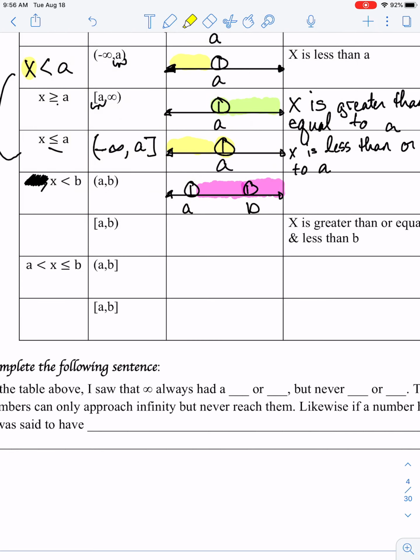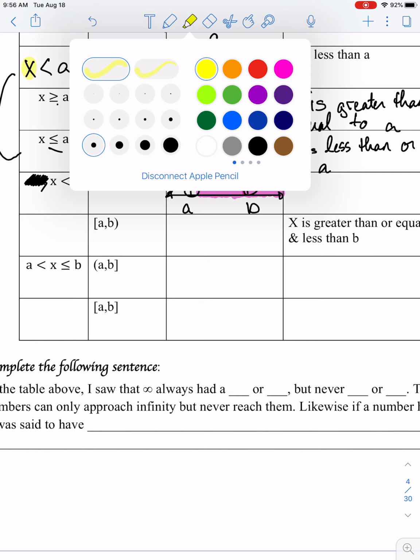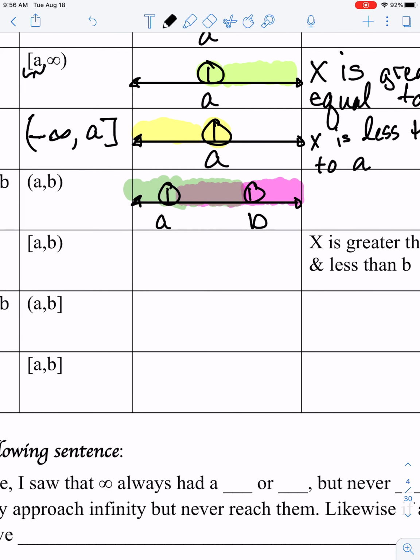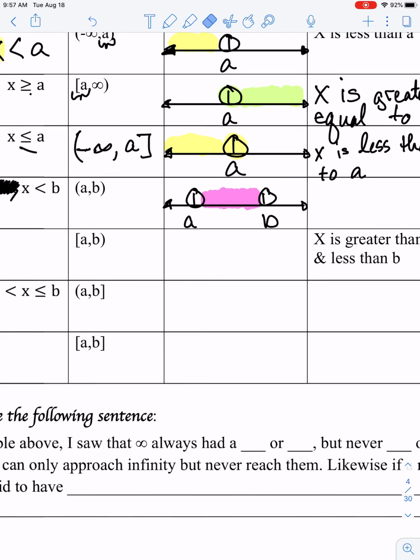So I'm going to get another color. And it's less than B, so I can't shade it. But I know it's going to the left. Let me use a different color. It's going to the left. Now your answer, or what you really want, is where your shadings overlap. So from here to here is what I want, so I'm going to make a note of that. So I'm just going to erase everything where they don't overlap. So this is what it looks like on a number line.